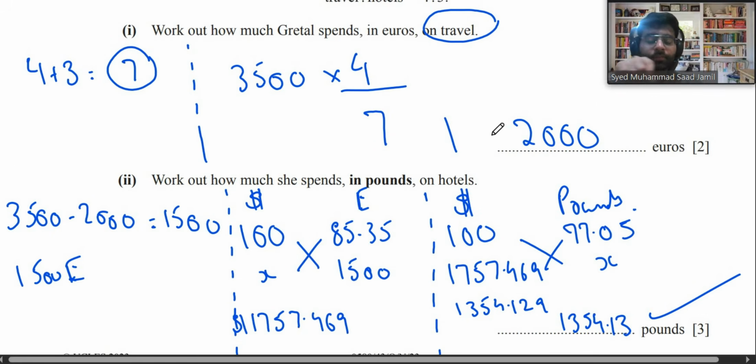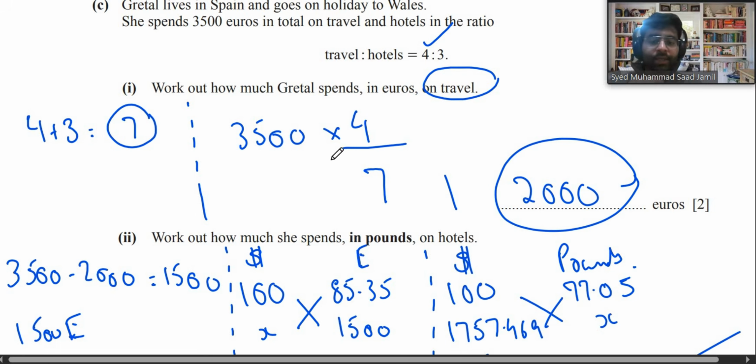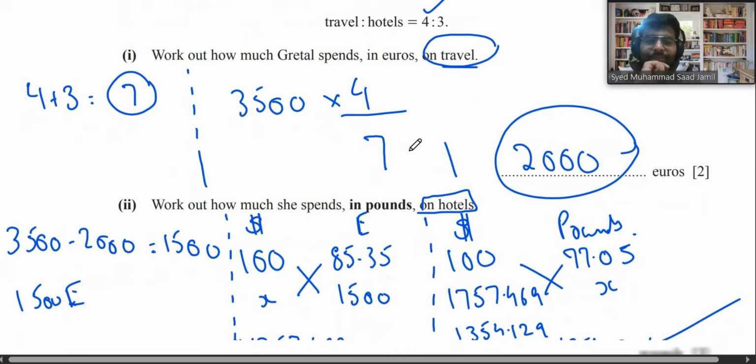Make sure of the mistake that you guys are going to make: you're going to convert 2000 into dollars. Don't do that. The question is not asking for travels. The question is asking for hotels. Make sure you don't make this mistake.